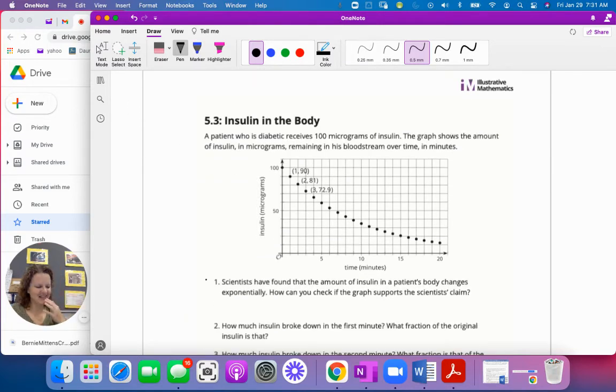All right, insulin in the body. Here students make sense of a graph representing a situation characterized by exponential decay. So let's do it.